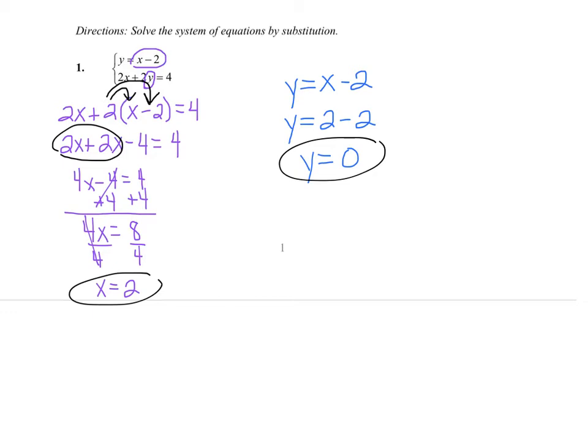Our last step is to put the final answer into a coordinate x, y. So you have your coordinate x, y. Our x value we found was 2, and our y value we found was 0. Therefore, your answer is 2, 0. Let's do another example together.